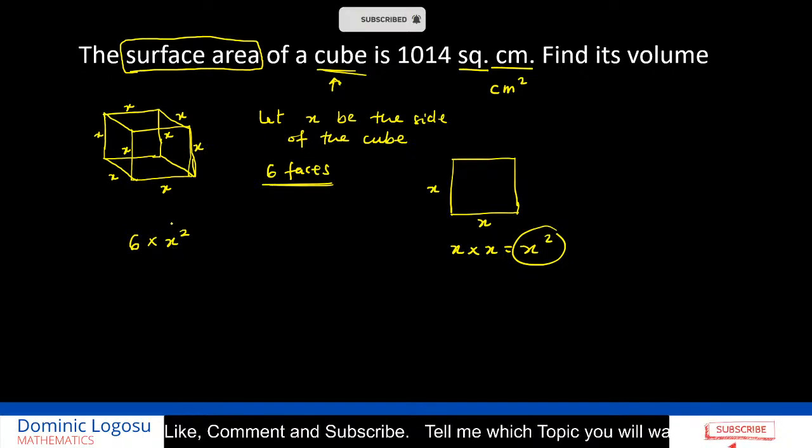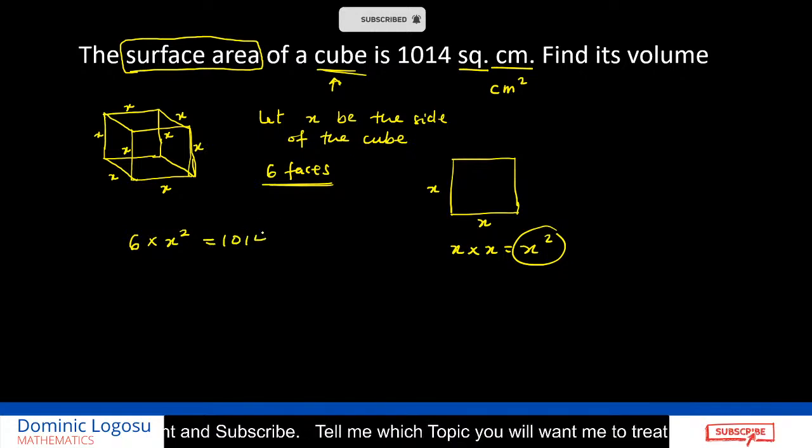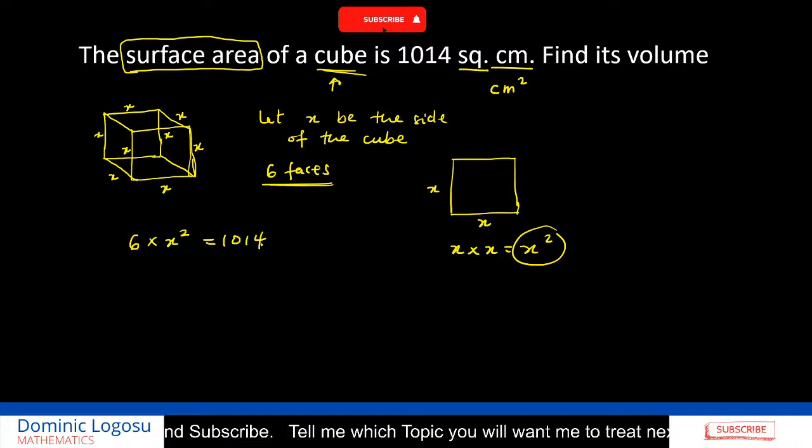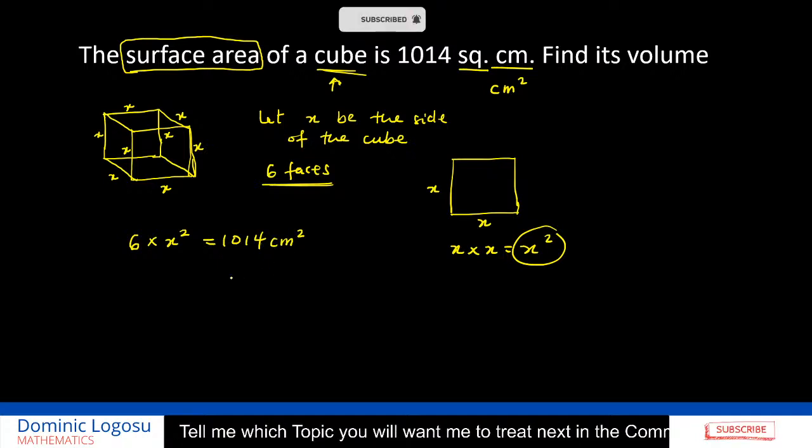Now they are saying that this formula is equal to 1014 centimeter square. So this whole x times 6 times x squared is equal to what?